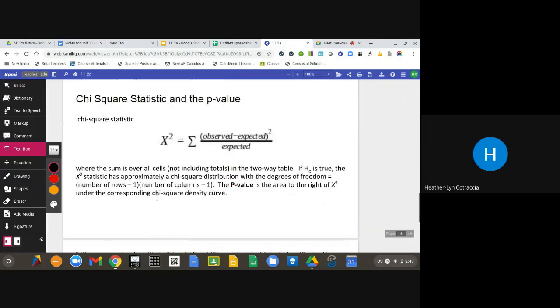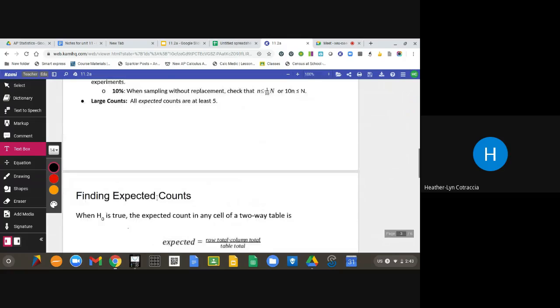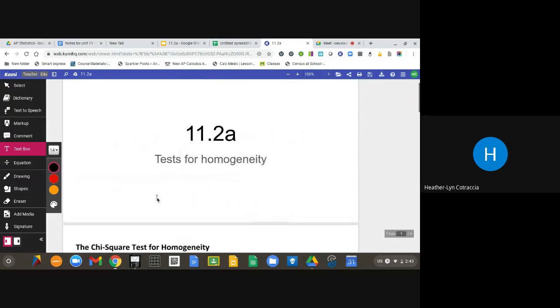Okay, so what has changed today? Today, pretty much the only thing that changed was that we had to find those expected values by doing row total times column total divided by total total. Everything else stayed the same as it did the day before. So consult your reference paper. We'll get some practice, and hopefully you'll be pretty confident with this.